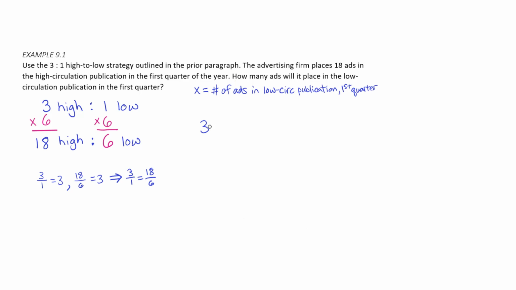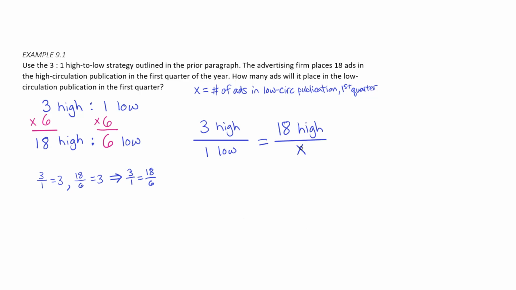We have a ratio which we can write in the form of a fraction. 3 ads in the high circulation publication to 1 ad in the low circulation publication. And we want to figure out for 18 ads, so I'm going to set this equal to 18 ads in the high circulation publication over x.